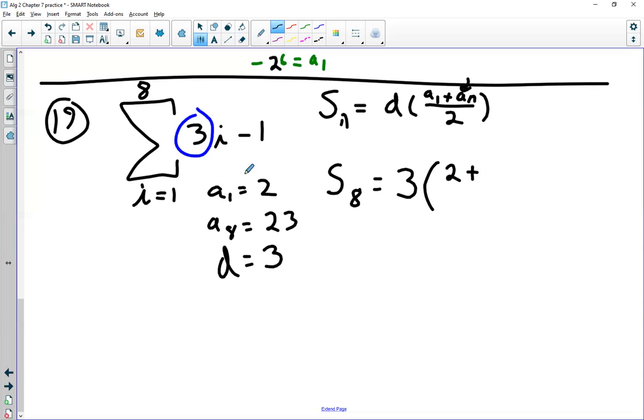Wait, A1 is not 2? Plug in 1. Isn't I 1? This one is arithmetic, so you could do it this way: 1, 2, 3, 4, 5, 6, 7, 8, then add them all together. Doesn't I equals 1 mean the first term is 1? The first term is 1 that I'm going to plug into the equation. When I plug in 1, what's the result? 2. So my first term actually is 2. Then you could do 2, and then 5. You could do that, but this is the quicker way.